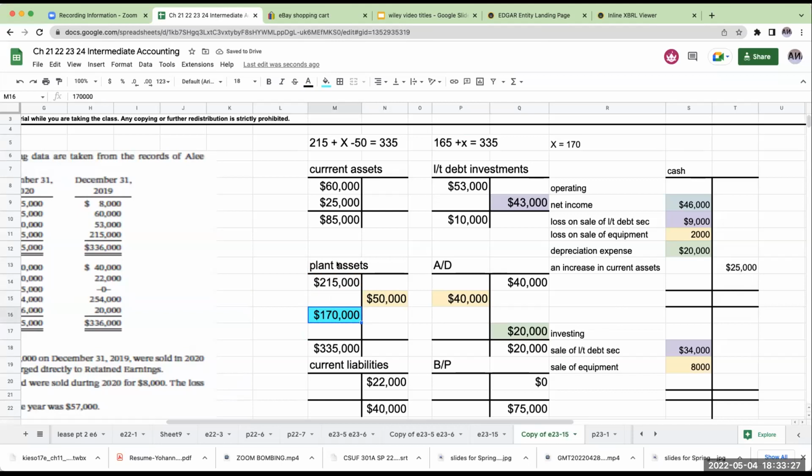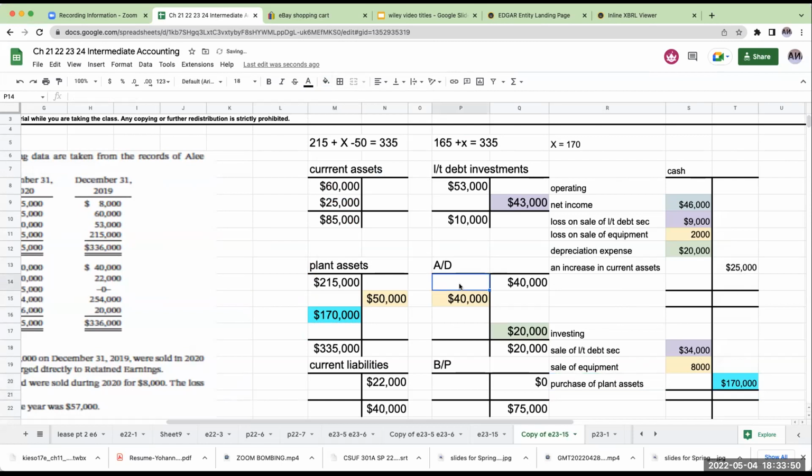Now, where do plant assets go? Right? Well, I'm going to plant those assets in the ground and they're going to grow really, really big. No, they're not going to go in the ground. What are we going to do with them? What we're going to do is the opposite to cash, and it's going to go into the investing section right over here. So we're going to put over here 170. This is going to be a purchase of plant assets.